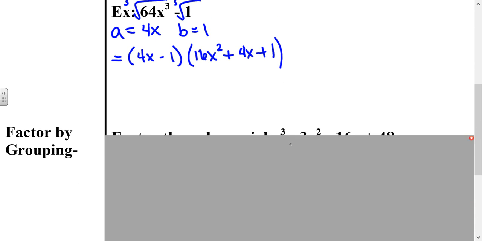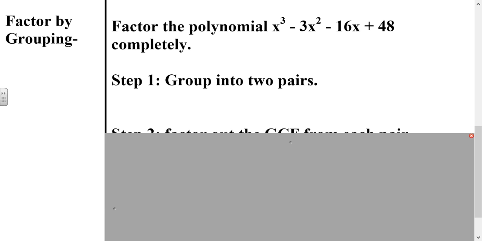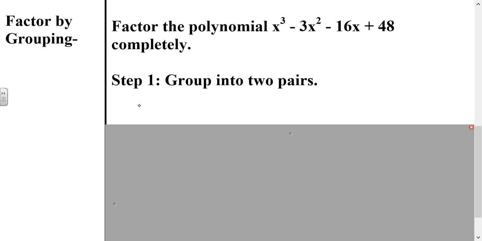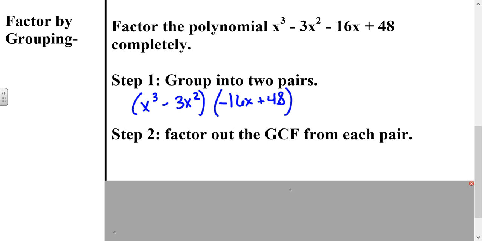All right, and then I wanted to review factoring by grouping with you guys. If you have a polynomial that has 4 terms, we have to factor by grouping. First we have to group it into 2 pairs. So we would have x cubed minus 3x squared, and then minus 16x plus 48. Those would be our 2 groups. Just draw parentheses around both. Now notice I kept the minus with the 16. That's important. Then what you do is you take the greatest common factor from each pair.